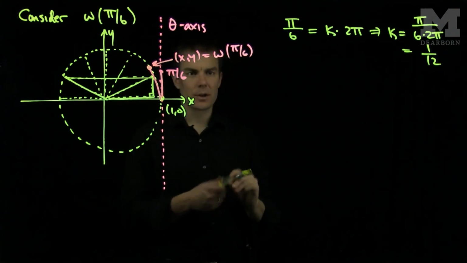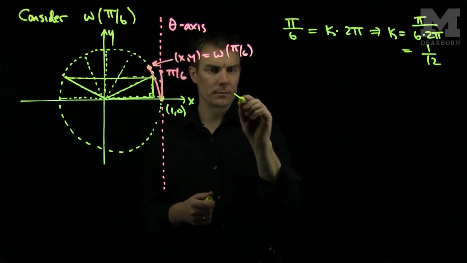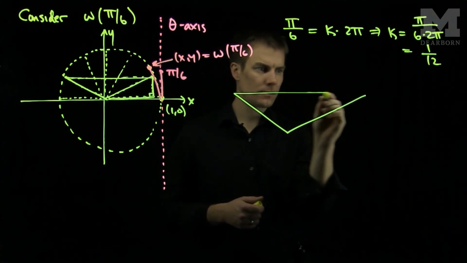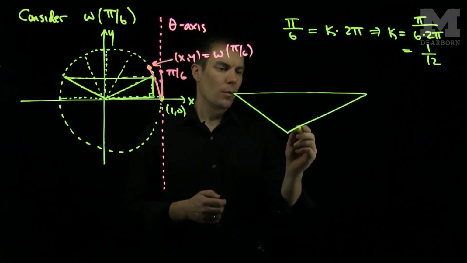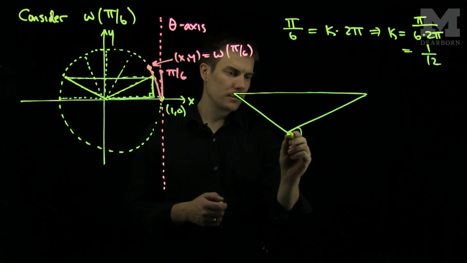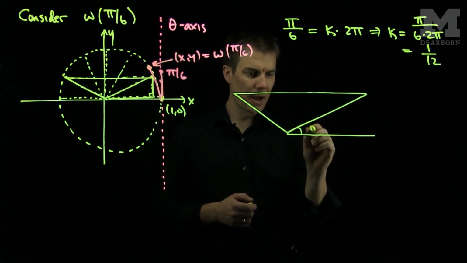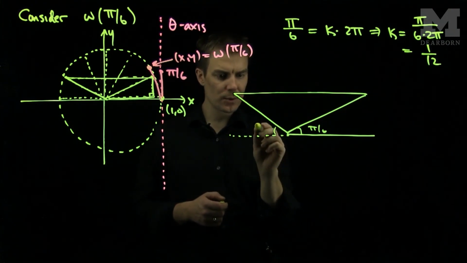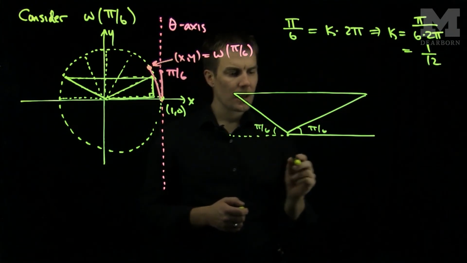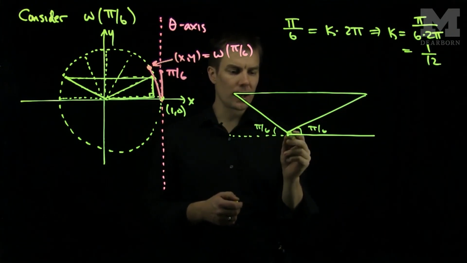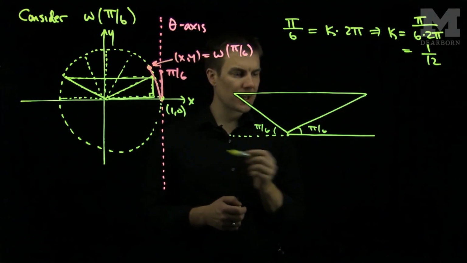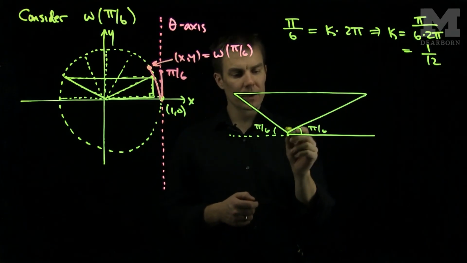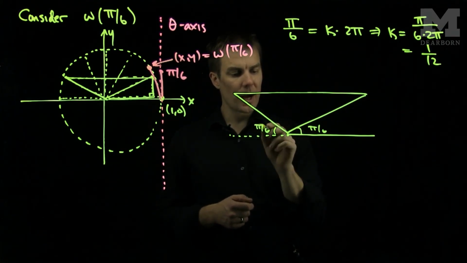And so let's see what happens. Let's look at this long triangle. We know that this angle over here is my pi over 6, and this angle over here is also equal to pi over 6. So if I add those two together, I get 2 pi over 6. So this angle over here is going to have to be 2 pi over 3.